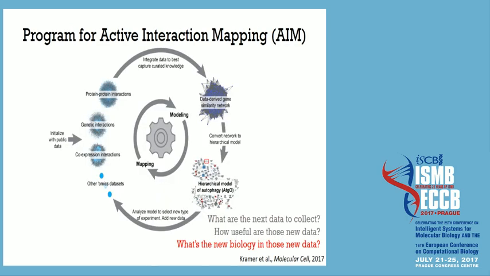So now that we've got a measure of how useful these data are globally, we want to answer what exactly is the new biology in this data. And there's a couple of ways to do that. The first way is to just look at how the model changed when we added that new data. Each of those changes we can attribute directly to information contained in that new data.